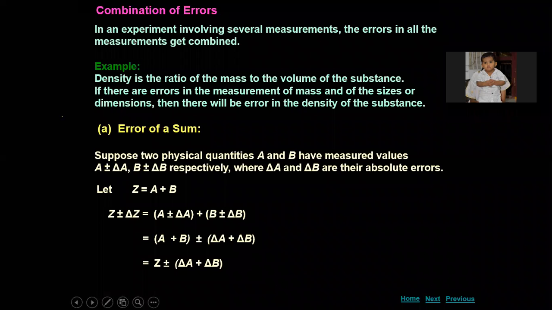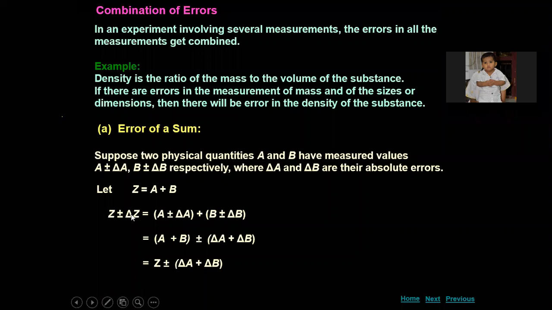Now, A plus B is what? Our actual Z, that I am writing over here, plus or minus delta A plus delta B. So if we compare these two, Z plus or minus delta Z is equal to Z plus or minus delta A plus delta B. So what does it mean?